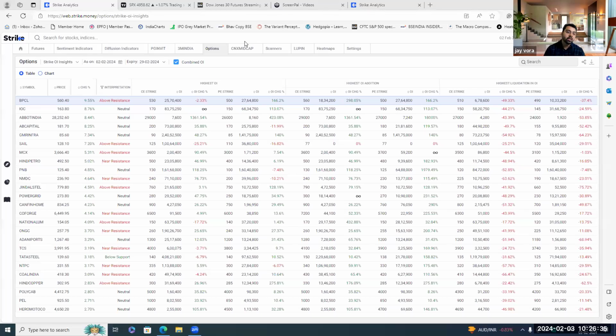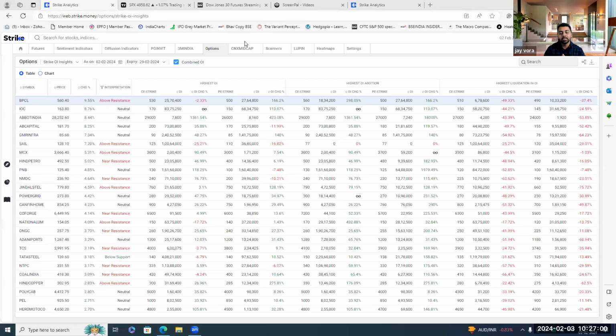Okay, because right now what has happened is that post pandemic, almost 80-90% of the activity has shifted to options rather than futures. Okay, so that's where you can probably gauge a better understanding as to what people feel for that particular stock.